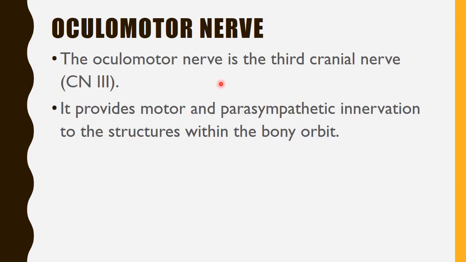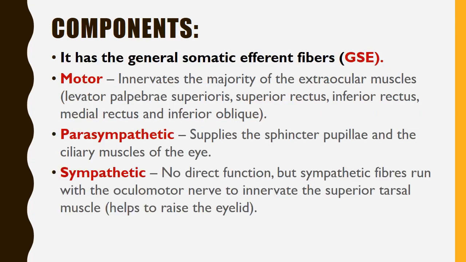The oculomotor nerve is the third cranial nerve. It provides the motor and the parasympathetic innervation to the structures within the bony orbit. Now, the oculomotor nerve has the general somatic efferent component and the autonomic component.